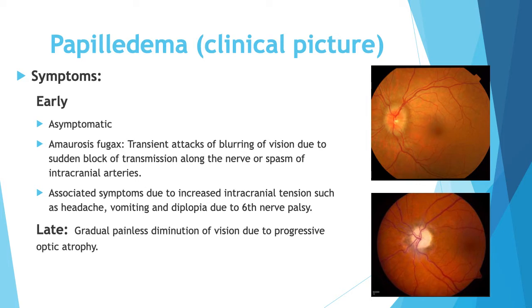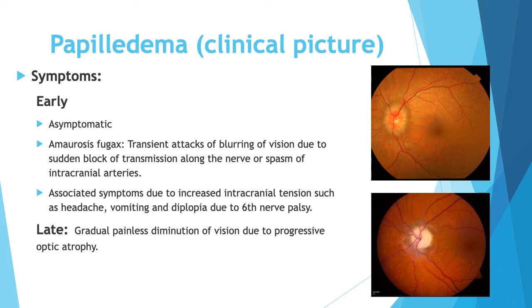And sometimes they come in with amaurosis fugax, which is a transient attack of blurring of vision due to sudden block of transmission along the optic nerve and spasm of the intracranial arteries. So once you have a complaint like attacks of blurring of vision, you have to examine the fundus.